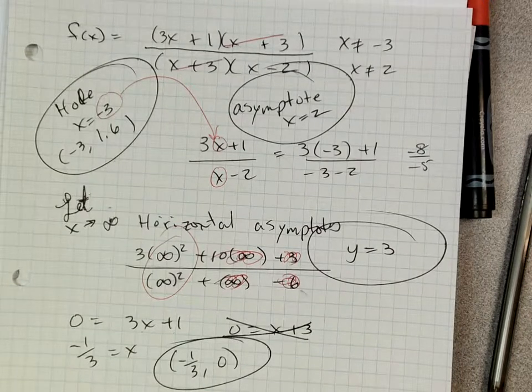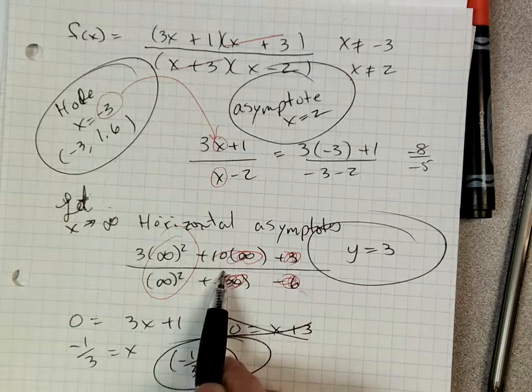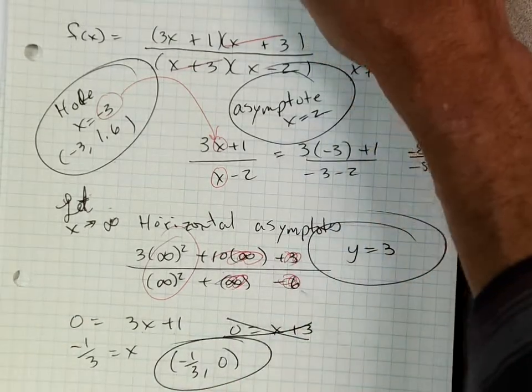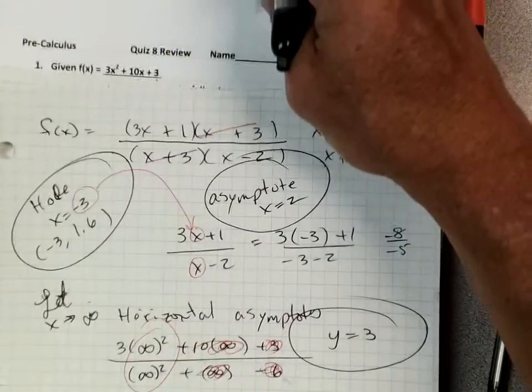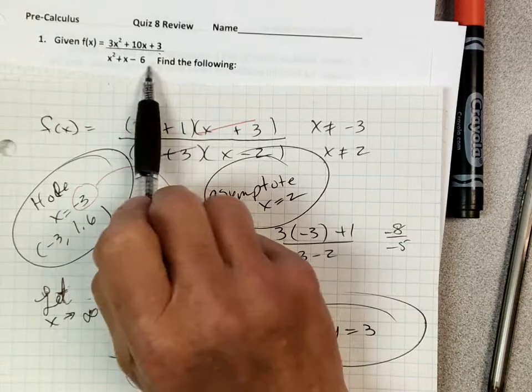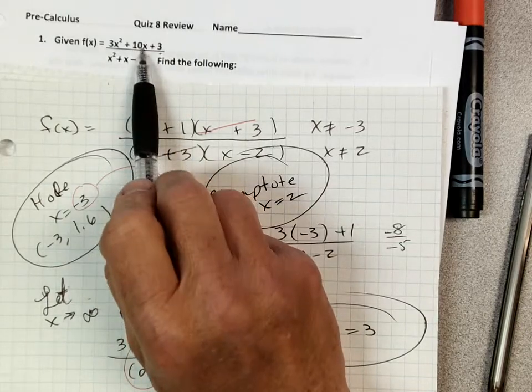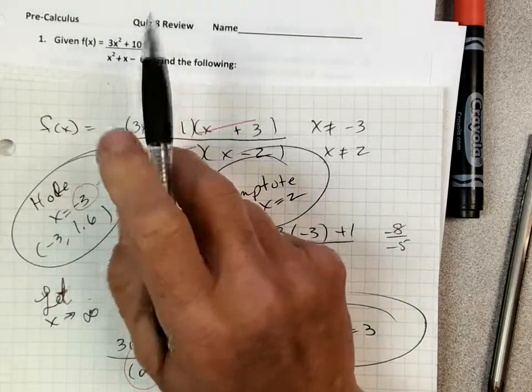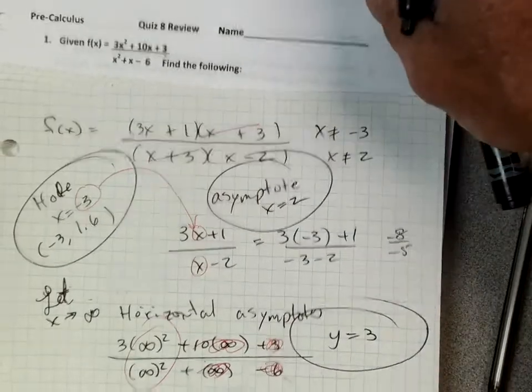Wait, where did that power square? 3 infinity squared, and the 10. Right, so I plugged those into the original equation. Let me slide that back down. So to get the horizontal, I plugged infinity in for x. Right, and then of course infinity is so big it gobbles up all the extra stuff, okay?